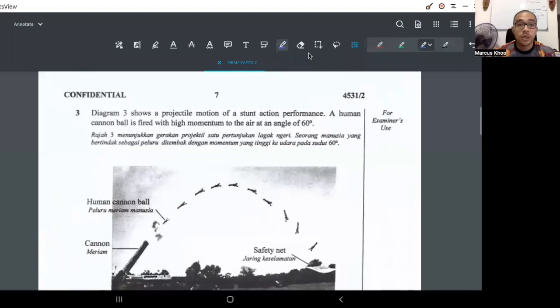Number 3. Diagram 3 shows a projectile motion of a stunt action performance.